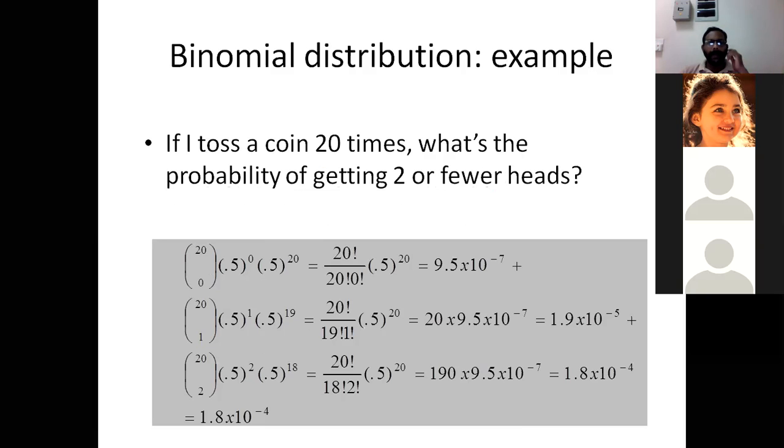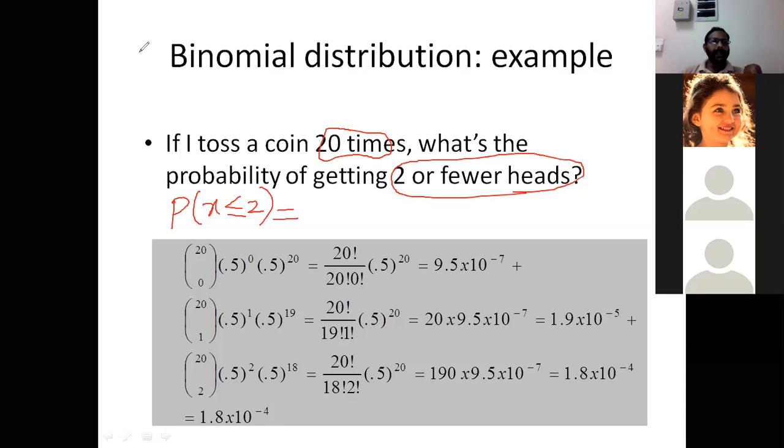Right. Now, let's say we toss a coin 20 times again. What is the probability of getting 2 or fewer heads? So what do you mean by that? 2 or fewer heads means the question is the probability of getting x less than or equal to 2. So in the probability structure, in the event, this is x, right?